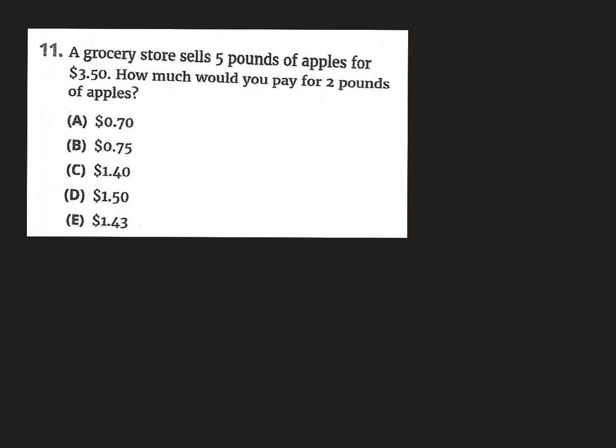Store sells 5 pounds of apples for $3.50. How much would you pay for 2 pounds of apples? So we're going to make a ratio again. I'm going to start by pounds over cost. So it equals 5 pounds over $3.50 equals 2 pounds over X.